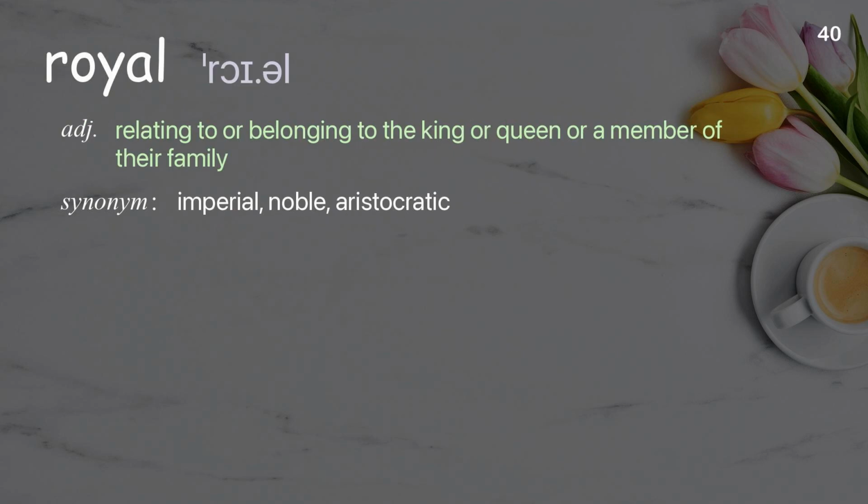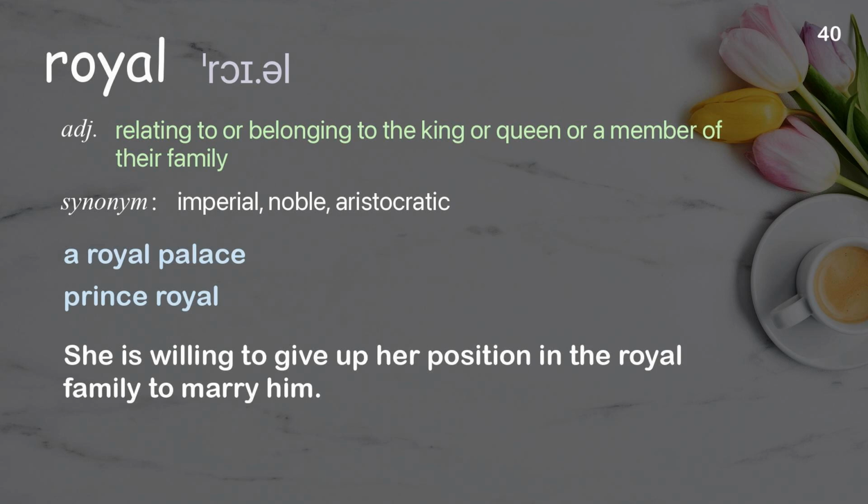Royal. Relating to or belonging to the king or queen or a member of their family. Examples. A royal palace. Prince Royal. She is willing to give up her position in the royal family to marry him.